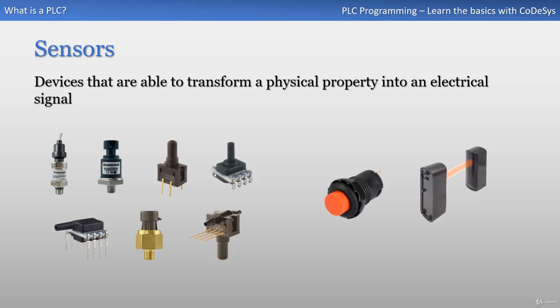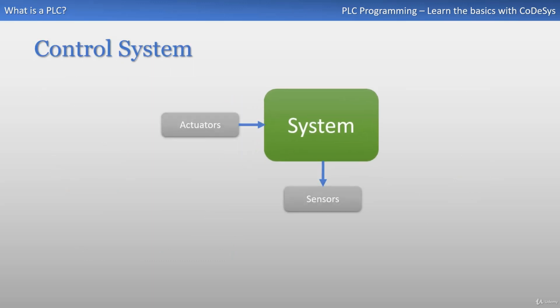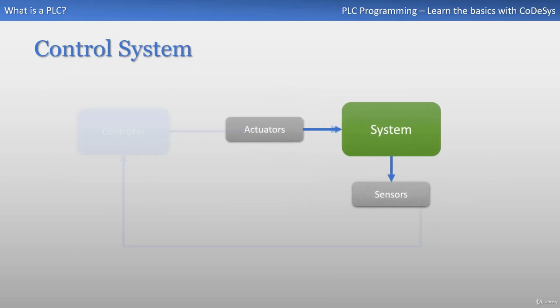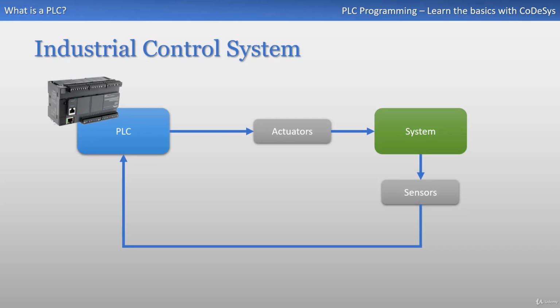In the car analogy, the driver's eyes and ears are the sensors that allow him to get some feedback and information on the surrounding environment. So, a controller will receive data from the sensors and act accordingly, commanding the actuators. In most industrial systems, the controller is in fact a PLC.